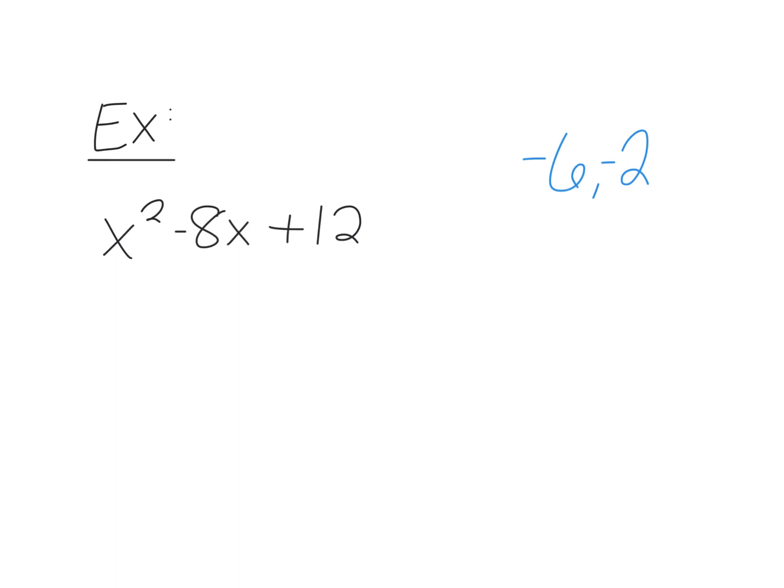Good, check. Negative 6 plus a negative 2, does that give us negative 8? Yes. Okay, so how would I write my final answer in factored form? X minus 6 and x minus 2. Or if you flip-flopped them, that's okay. Okay. So you can't automatically just put 6 and 2. You have to make sure the statement is true when you put them in. Okay. Questions on that example there?